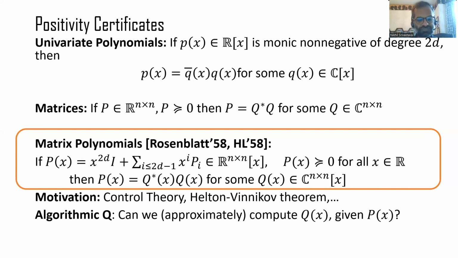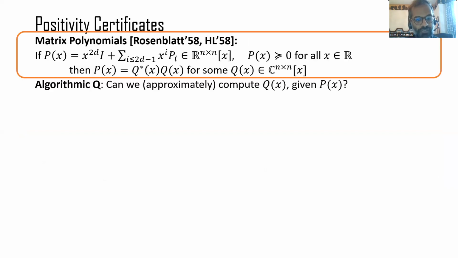So the algorithmic question about this theorem is, well, if I give you some integer P of x, can you compute this Q of x? That's the positivity certificate. So that's the question that we're going to focus on for now, the algorithmic question.